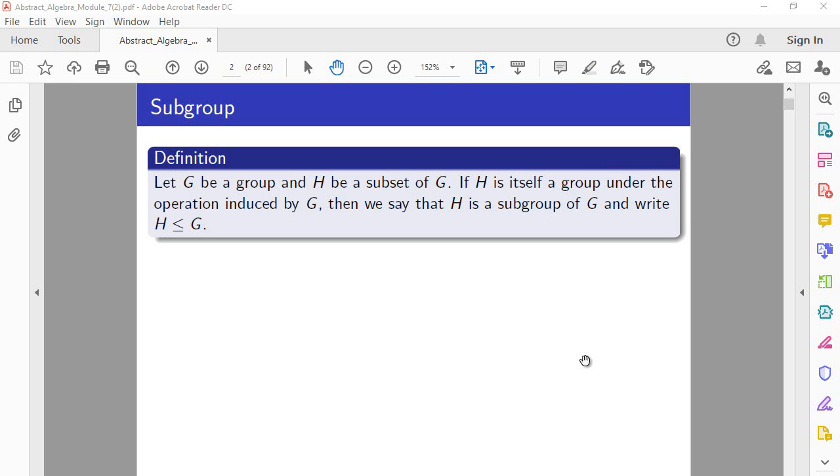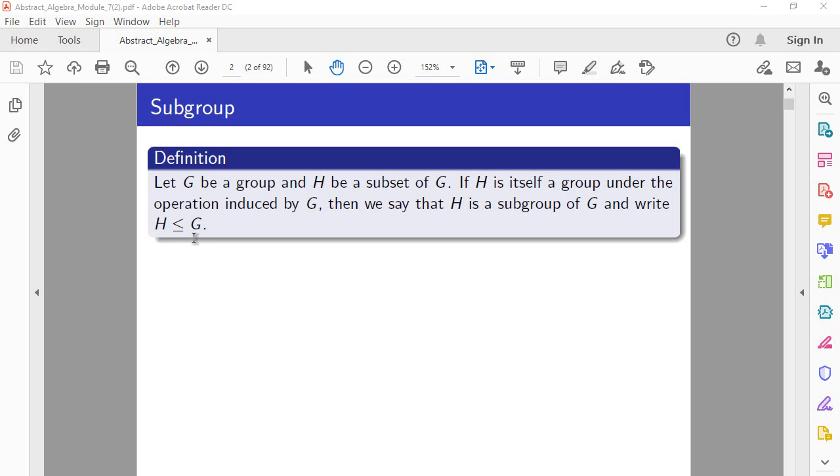Today we will be talking about subgroups. Let G be a group and H be a subset of G. If H itself is a group under the operation induced by G, then we say that H is a subgroup of G, and we use the notation H less than or equal to G to denote that H is a subgroup of G.